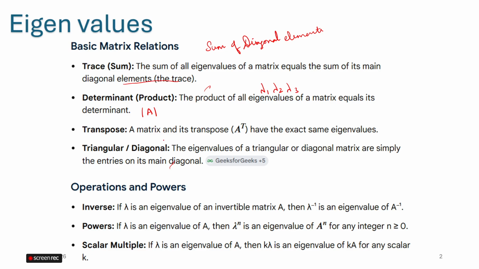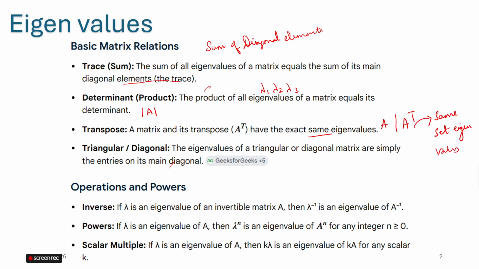Then if you take the transpose of a matrix, if you have a matrix A and its transpose A^T, they have the exact same eigenvalues. So if you have a matrix A and you are taking a transpose, that is, interchanging rows and columns, then you will be getting the same set of eigenvalues. This is one of the most important properties which you have to keep in mind.